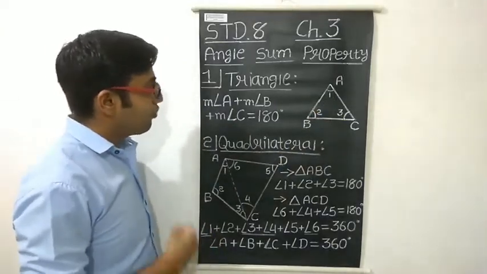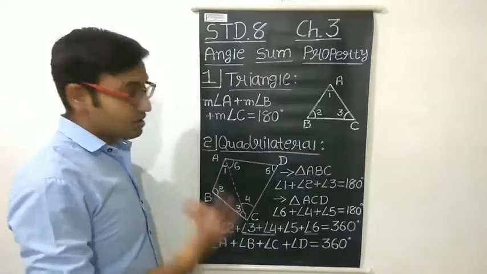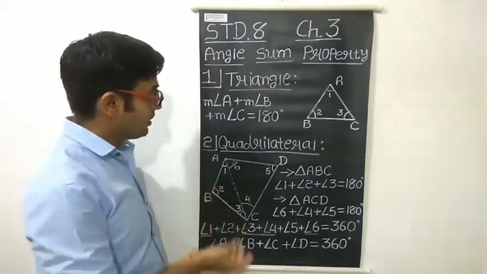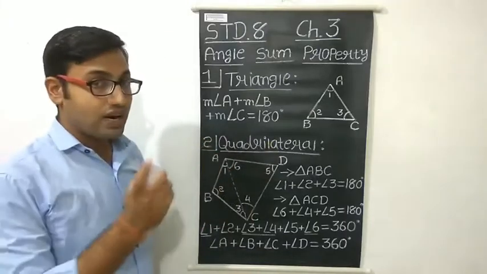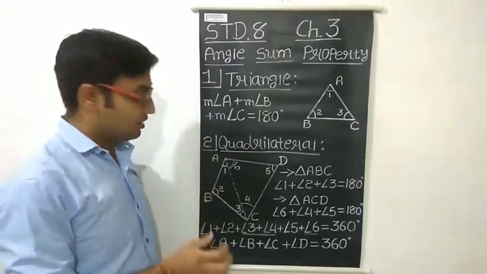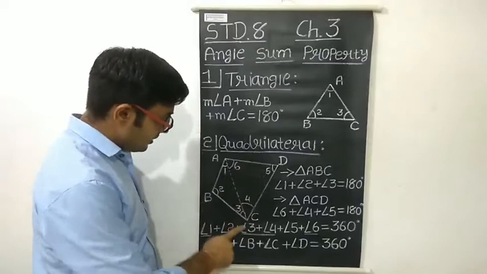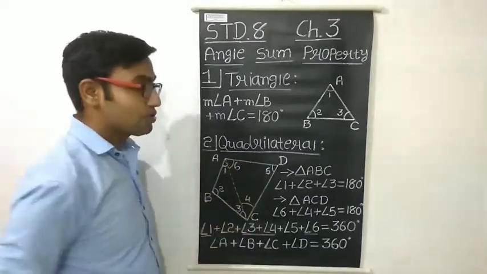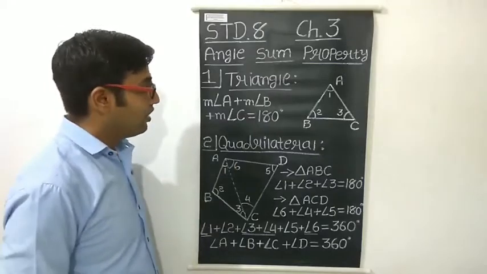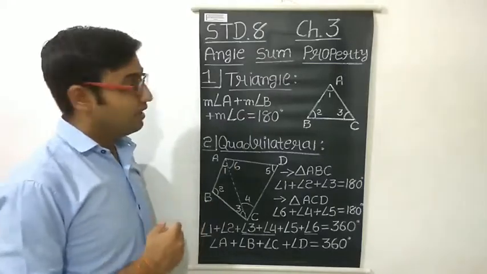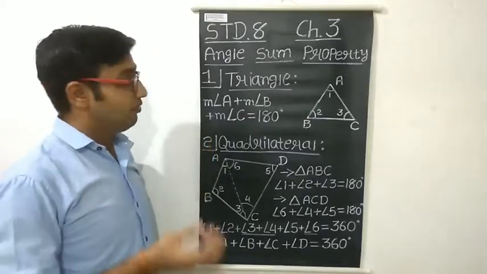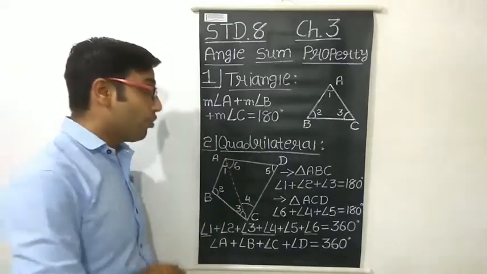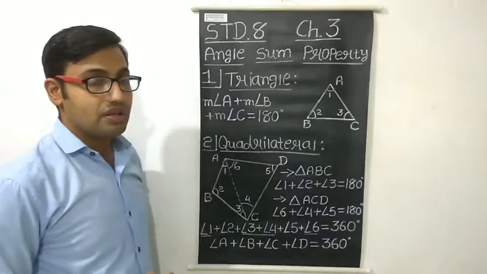Now, if we move ahead, the next closed figure that we get is a quadrilateral. A quadrilateral means four sides. You can see that A, B, C, D is a quadrilateral and it has four sides. Now we have only one tool, the triangle. We don't know the angle sum of a quadrilateral, but we know the angle sum of a triangle.